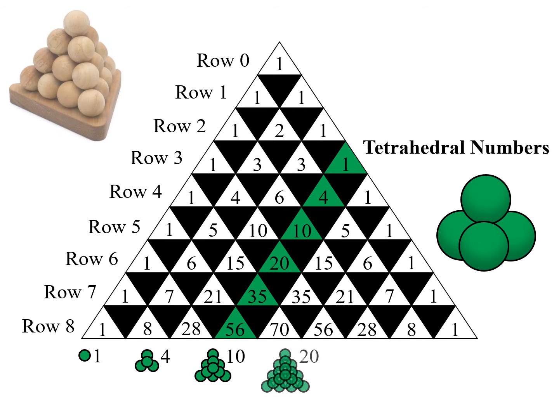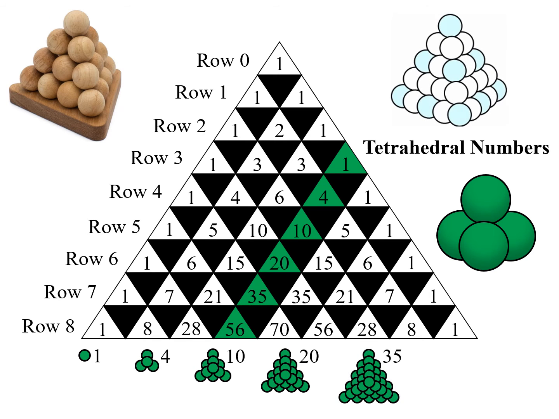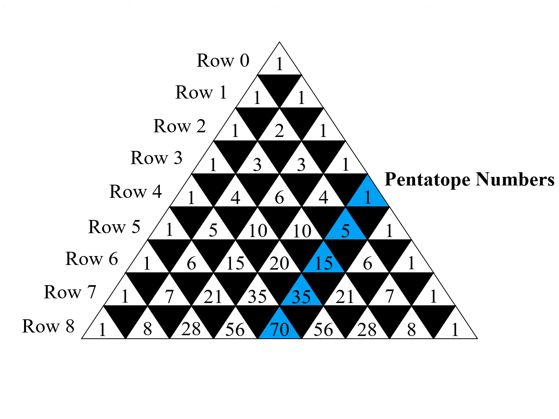10, 20, 35, 56, etc. At the beginning of this presentation, we saw a pyramid of 120 marbles. 120 is a tetrahedral number. Pentatope numbers. The pentatope numbers are 1, 5, 15, 35, 70, etc. These numbers describe hypertetrahedrons or four-dimensional tetrahedrons.